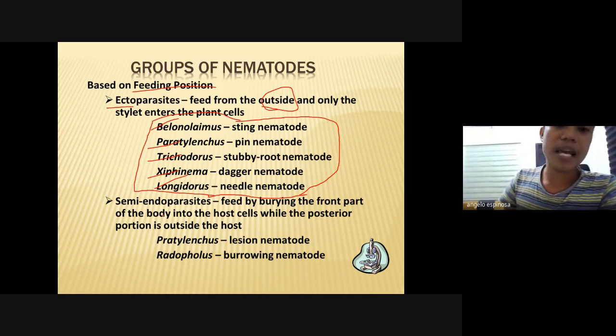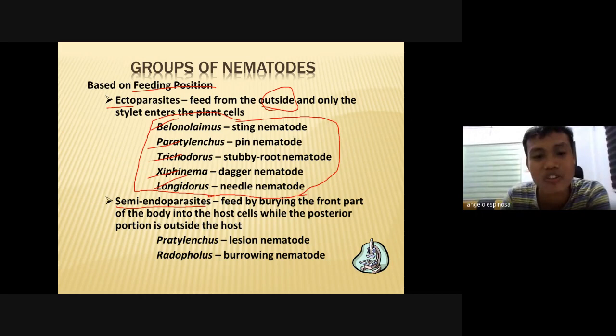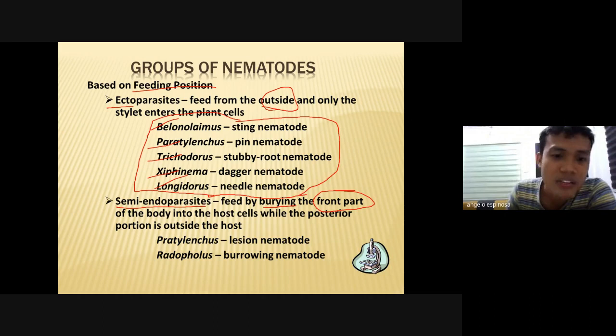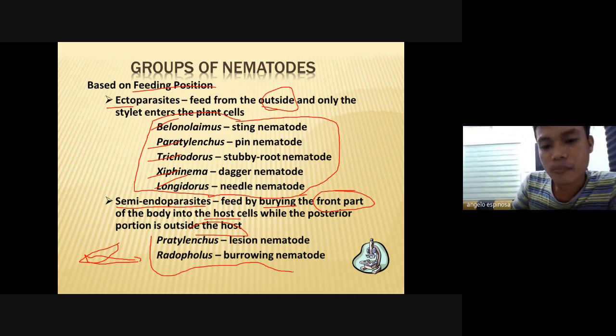Okay? Next, you have semi-endoparasites. Ano yung semi-endo? Pag endo, ibig sabihin sa loob. Pumapasok na talaga sa loob ang nematodes, usually sa roots ito nangyayari. They feed by burying the front part of the body into the host cells while the posterior portion is outside. Ibig sabihin, pag ito yung roots, ang worm, yung half ng kanyang katawan ay nasa loob na, yung half ay nasa labas pa. So that is semi-endoparasites. And these are samples of nematodes: Pratylenchus, lesion nematode, Radopholus, burrowing nematode.